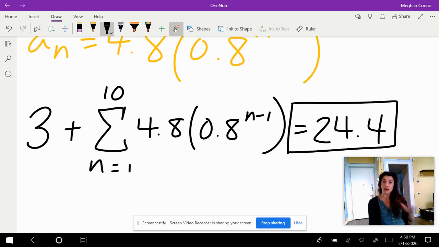There's IXL practice that you can find on my website, not on Google Classroom. Use that as a way to double check that you've got it all down pat.